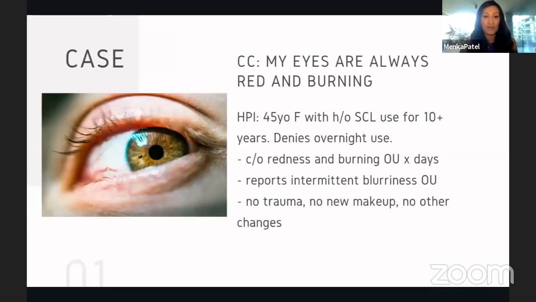So we're going to start off with case number 1. This is a patient that came in saying that her eyes are always red and burning. This is a 45-year-old female. She has a history of soft contact lens use for 10 plus years. She denies any overnight use. She's complaining about redness and burning of both eyes, and that's been going on for a few days. She's also complaining of intermittent blurriness. She denies any trauma, no new makeup, no other changes.